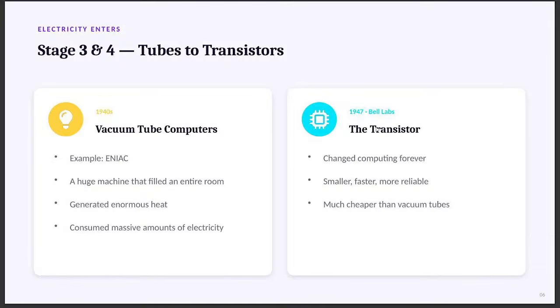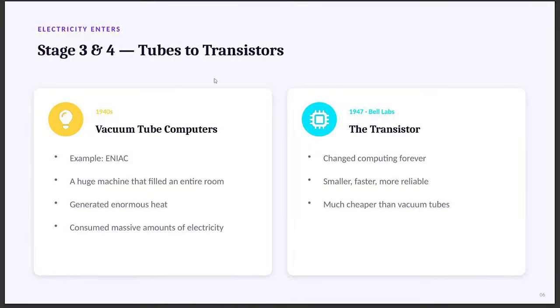Later on, electricity entered the picture. The first electronic computers used vacuum tubes. A famous example is ENIAC, the famous vacuum tube computer of the 1940s. They generated a lot of heat. This room-sized vacuum tube computer generated huge heat using electricity, and it also consumed huge amounts of electricity.